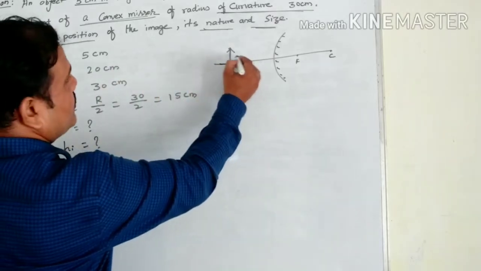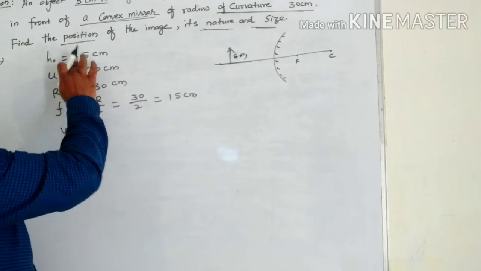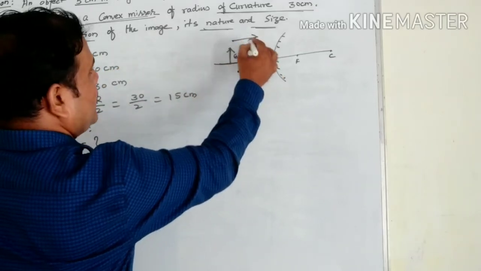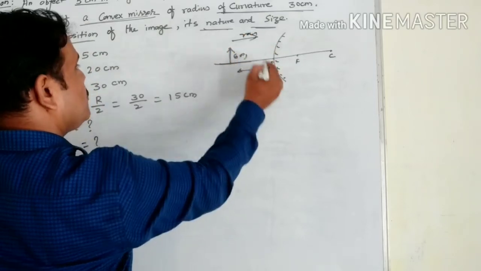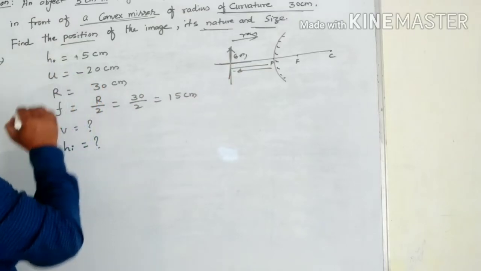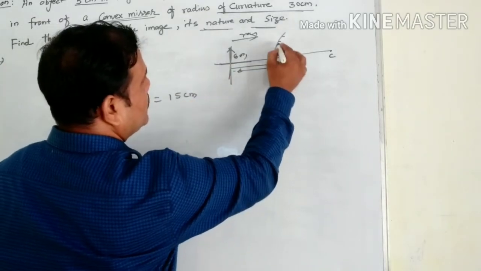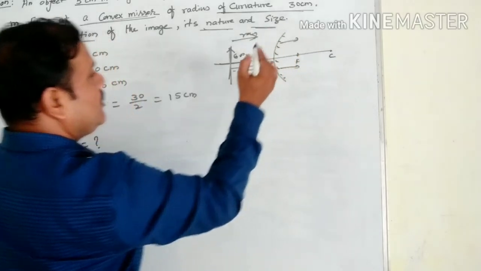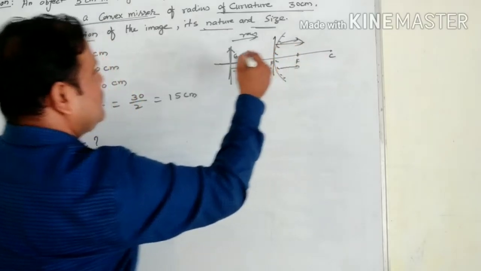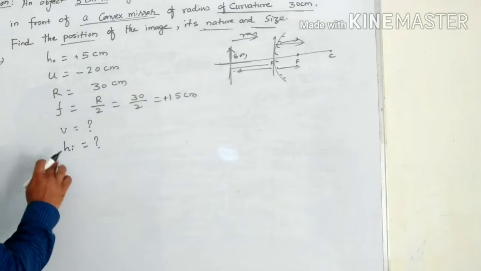Object is above the principal axis, so it is positive. You may write positive or no need. You are coming opposite to the direction of the incident ray, so you measure this distance as negative. For the focal length, the focus is this side, you are going in the direction of the incident ray, so you take it positive. Okay, these are the things.